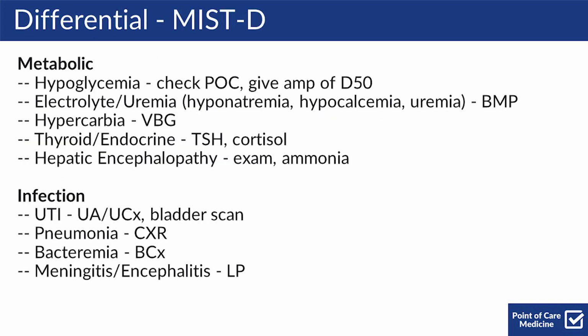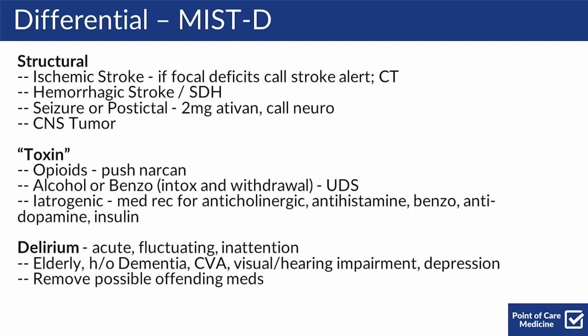Metabolic causes of altered mental status include hypoglycemia, electrolyte abnormalities like hyponatremia and hypocalcemia, as well as uremia, hypercarbia, hypothyroidism, or adrenal insufficiency, and hepatic encephalopathy. Infectious causes include UTI, pneumonia, bacteremia, or meningitis and encephalitis. Structural causes include ischemic stroke, hemorrhagic strokes, seizures or post-ictal phases, and a CNS tumor. Toxins include opioids, alcohol or benzos, and iatrogenic causes, like medicines received in the hospital.